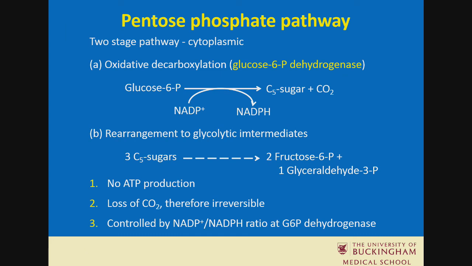So, key things about the pentose phosphate pathway: there's no ATP production that occurs in this. There is loss of carbon dioxide, so that means it's irreversible. That carbon dioxide is then lost to the process, so you're stuck with the 5-carbon sugars. And overall, the pathway is regulated by that first enzyme in the pathway, the glucose 6-phosphate dehydrogenase.